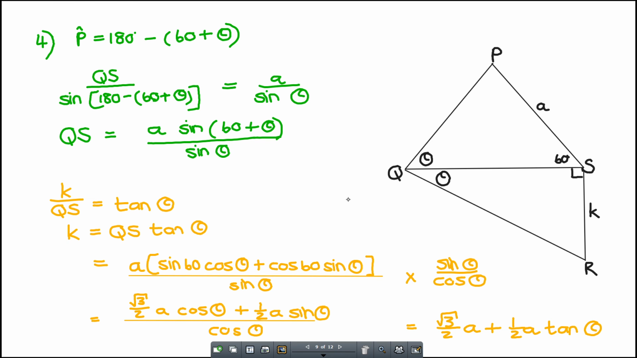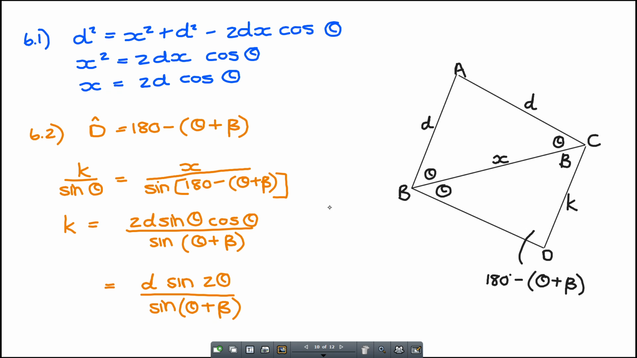Okay, kom ons kyk gou. Nommer 6. At number 6, we say. Daar verduidelik hulle net weer vir jou wat elkeen is, d en x en theta. Nou sê hulle vir jou, gebruik die kosreël om aan te toon dat x is gelyk aan 2d cos theta. Right. So we want to use cos rule. First things first. What do we need for cos rule? We need two sides and an inclusive angle.